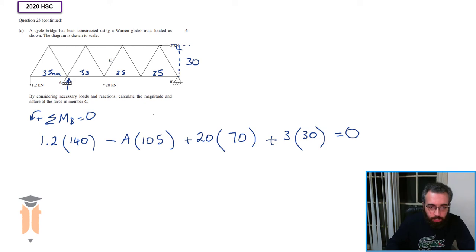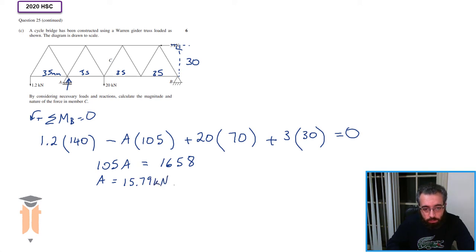So now do the maths and you get 105A. I've just put that on the other side of the equation, equals, put that in the calculator, you get 1658. Divide both sides by 105 and you get A is equal to 15.79 kilonewtons. And we've assumed it going up and we still get a positive answer. So that means we've assumed correctly. So that's the first step in solving this question.